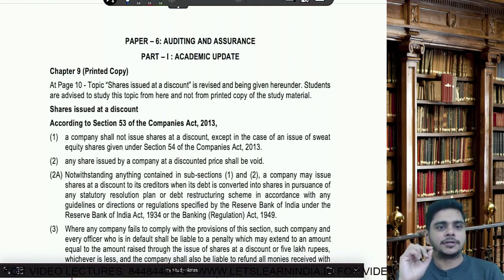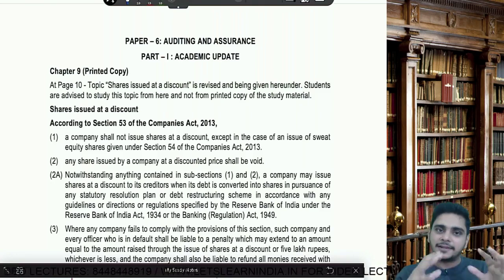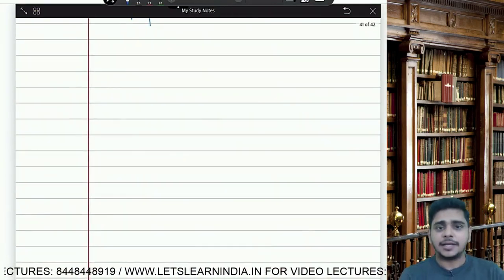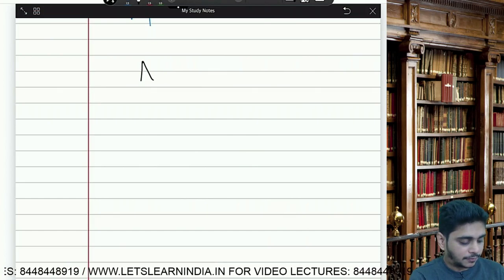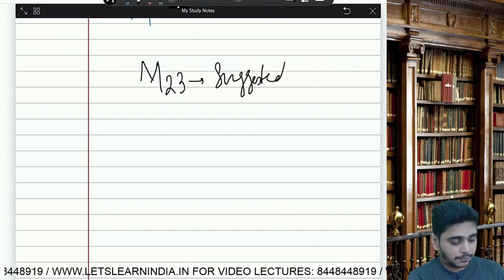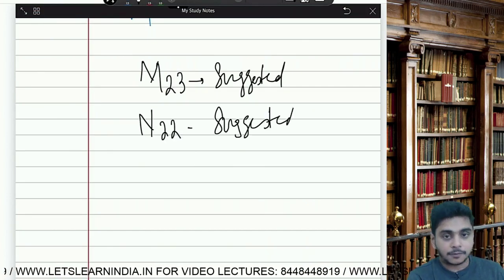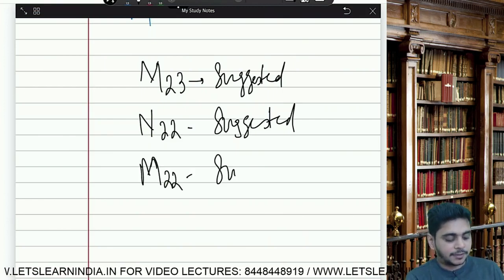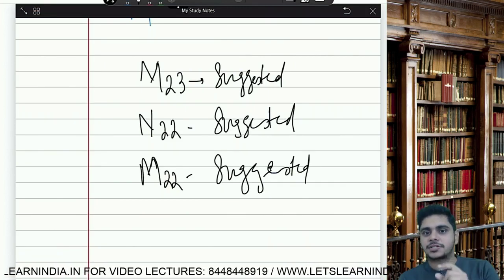So I'll be teaching you in this lecture the amendments, if any, and the content of the RTP. Make sure when you have studied everything, in the lectures also I have told you to study May 23 suggested, November 22 suggested, that is ICAI paper, May 22 suggested. Please solve correct, incorrect, plus the questions orally.